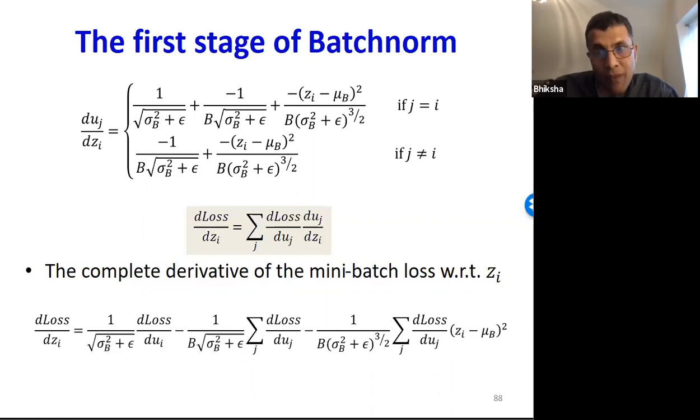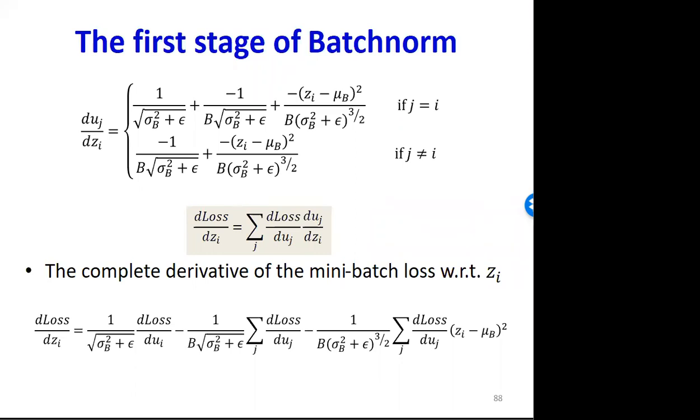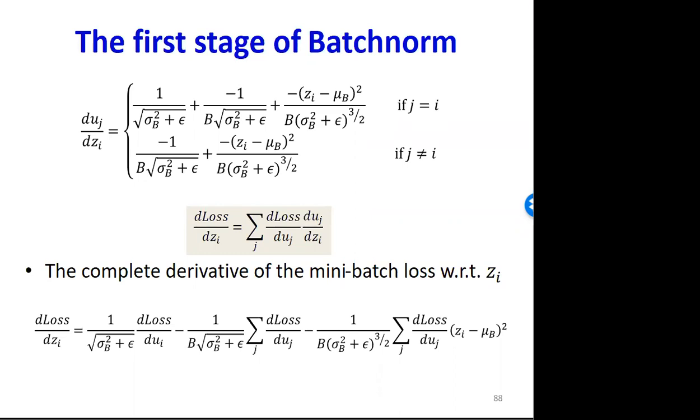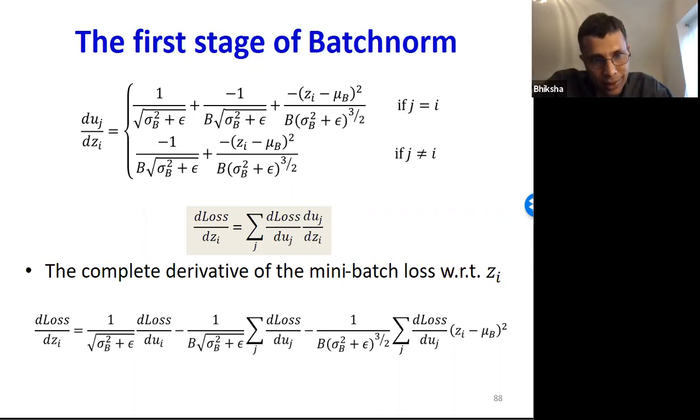So if all of your training instances are identical, the derivative of the loss with respect to every single Zi in the mini batch becomes, what does it become? 0. What happens to backprop? Can it continue from there? No. Backprop got blocked. It died, right?